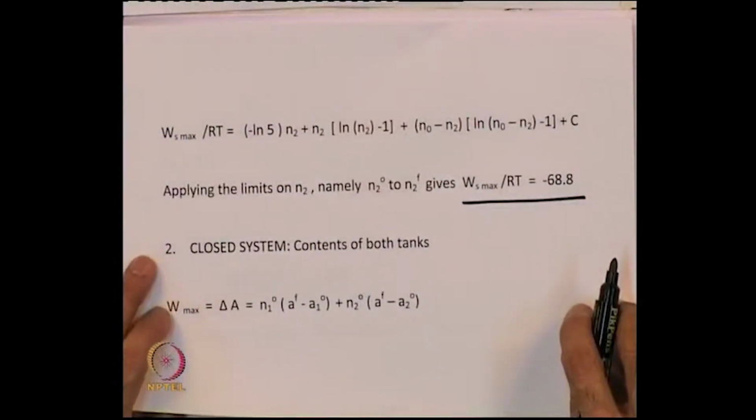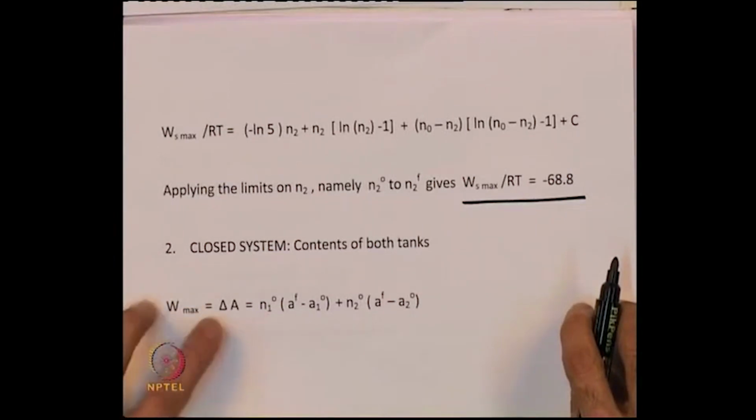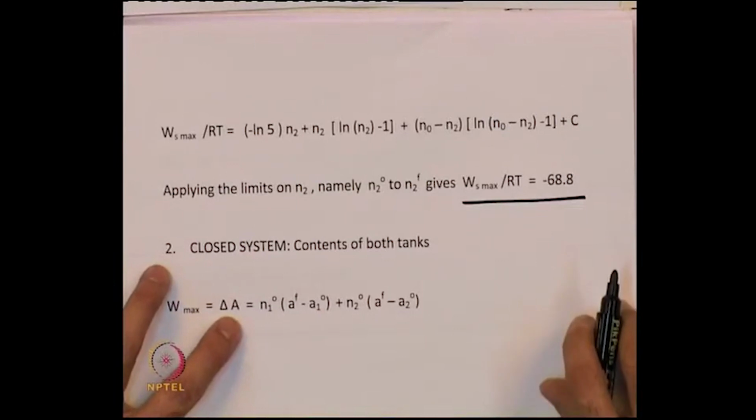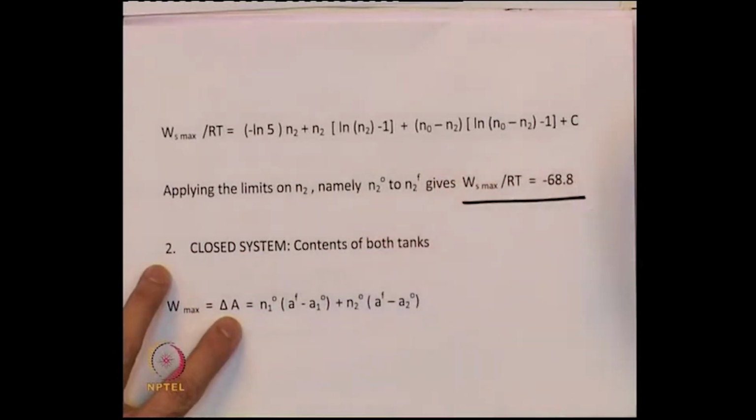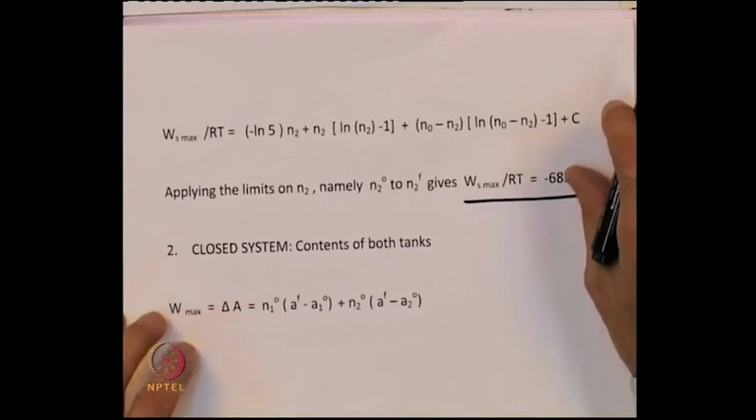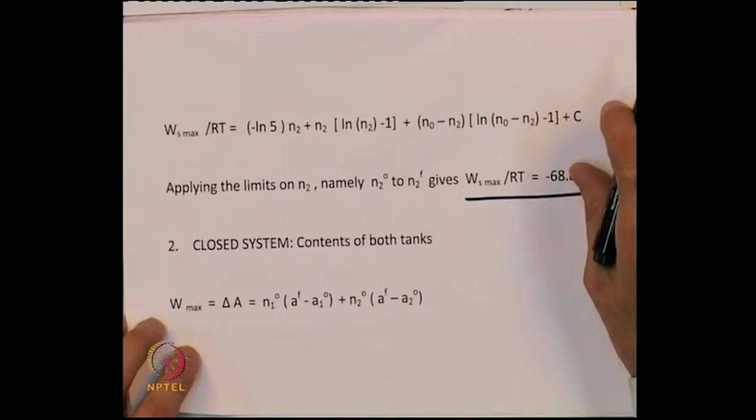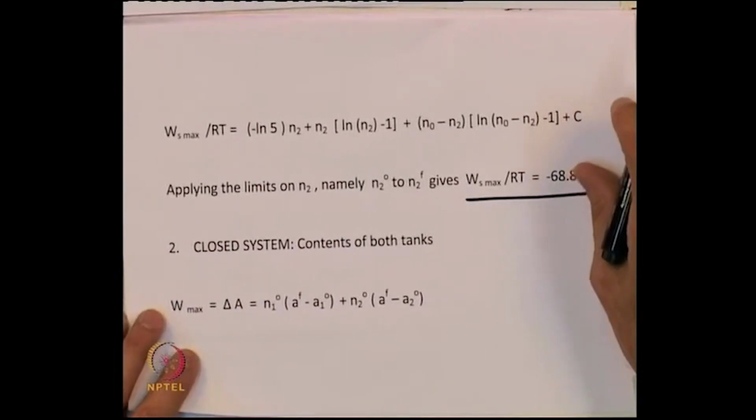Now, you can do this another way, you can consider a closed system, the contents of both tanks. Then you know from thermodynamics that the maximum work that can be done by the system is simply the change in the Helmholtz free energy. In the other case it was the Gibbs free energy, here it is the Helmholtz free energy. Now, if you go from the initial state to the final state, notice that N10 and N20 are the number of moles initially in the tank.